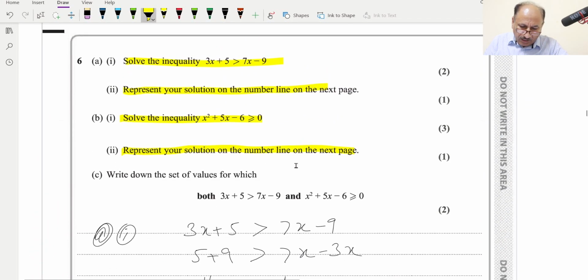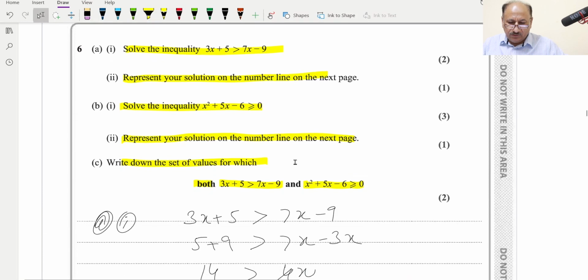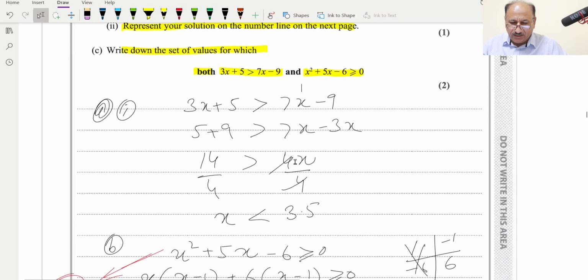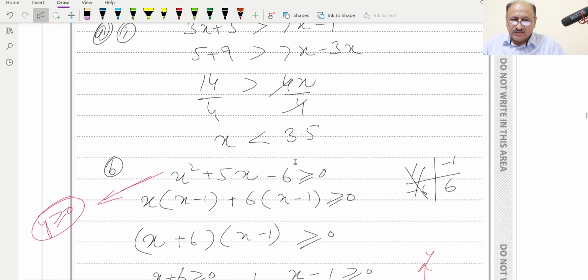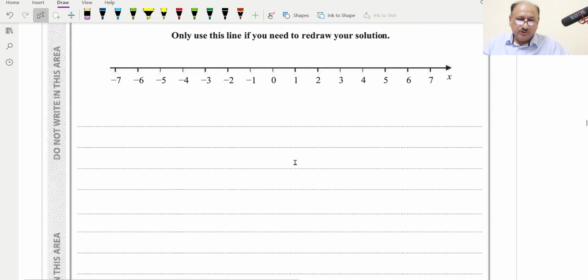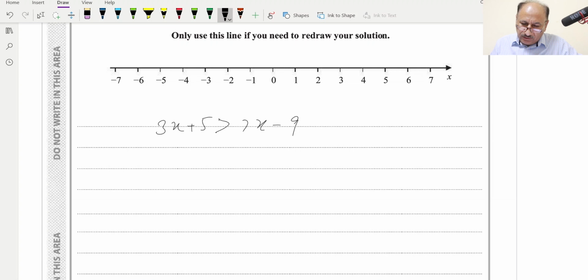Part C, they're saying write down a set of values for which both this one and this one hold. So for both we have to write down the values. For that, what we will do, 3x plus 5. So we will write this inequality, 3x plus 5 is greater than 7x minus 9. We'll use this space, and we will solve this. How we will solve, we can shift terms. We already solved this, but I'm resolving it for your explanation.